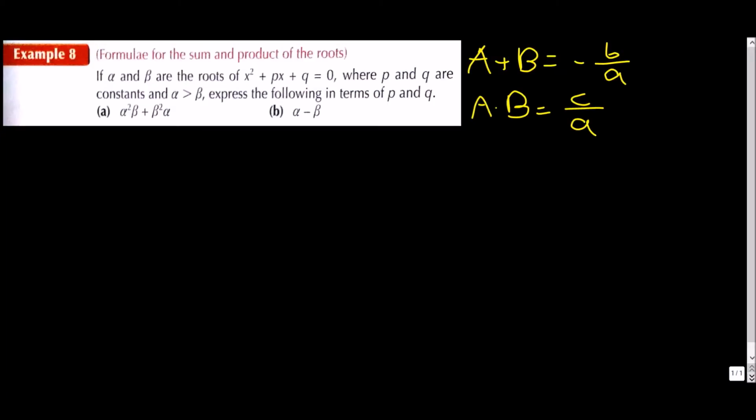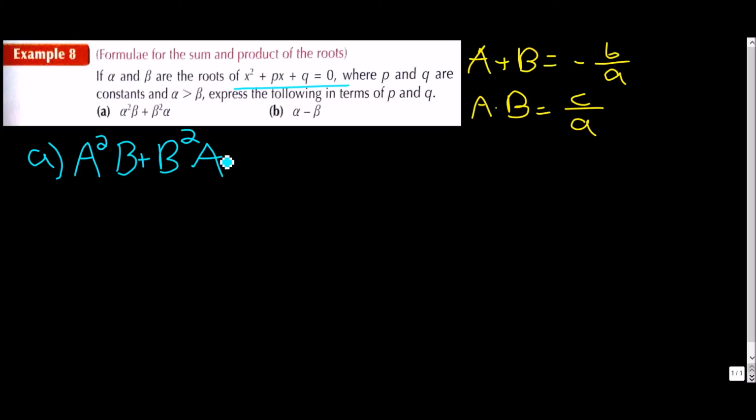Example 8 says if alpha and beta are the roots of x squared plus px plus q equals 0, where p and q are constants, and alpha is greater than beta, express the following in terms of p and q. It starts with alpha squared beta plus beta squared alpha. So let's look at this first. Alpha squared beta plus beta squared alpha.